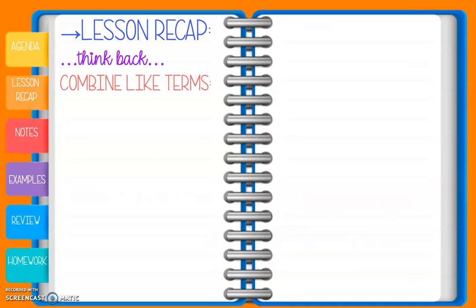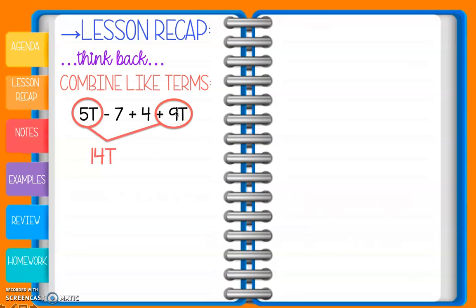So when we combine like terms, something we need to remember is that we're going to put circles around all of our variables. So for example, in here, we have a 5t plus a 9t. We combine those and we get 14t. We're going to put a square around all of our constants. So I'm going to put a square around negative 7.